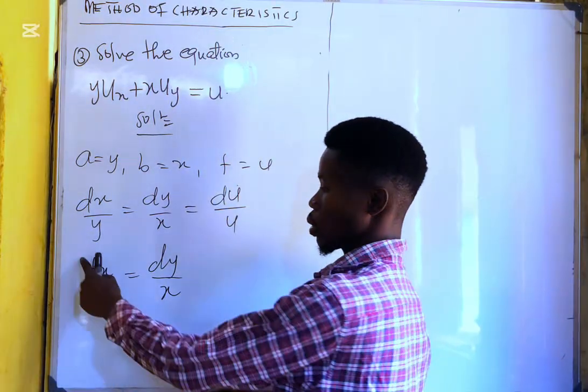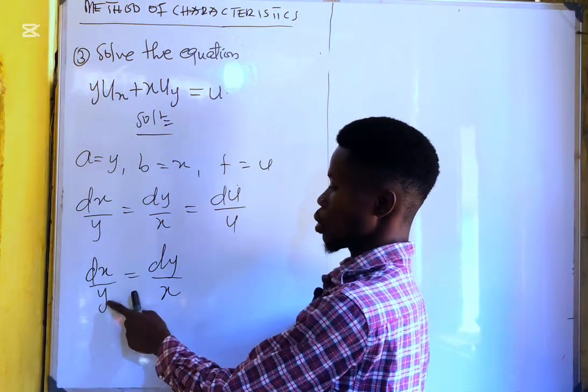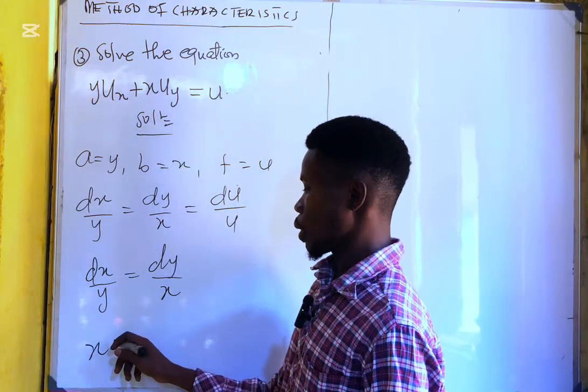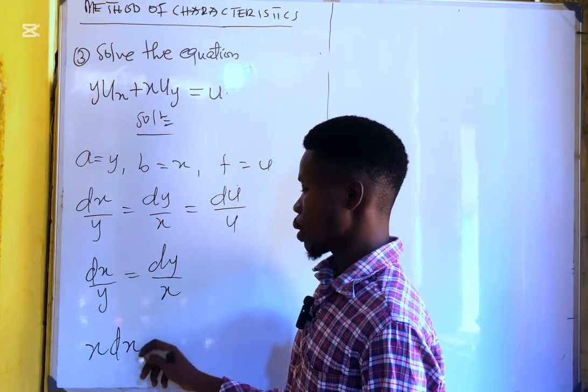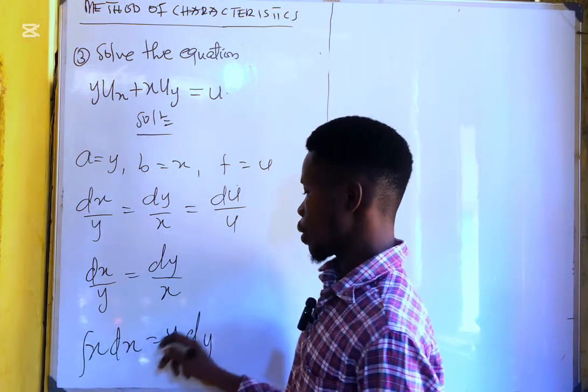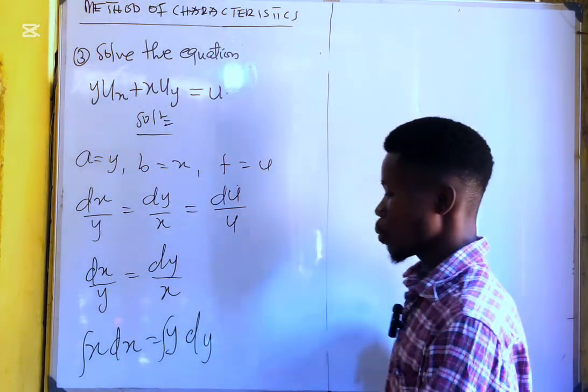See, this one, I cannot integrate this because this is y. So this y has to come here, the x comes here. That one can easily be integrated. So x dx equals y dy. So here we integrate it because it has now been separated.